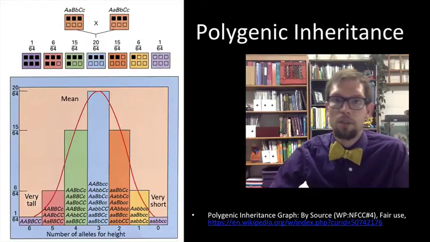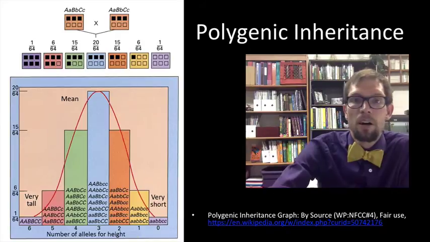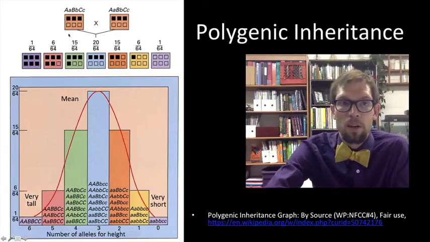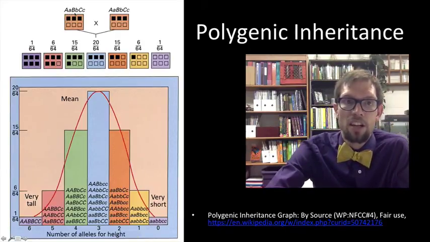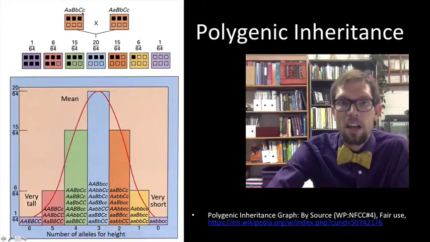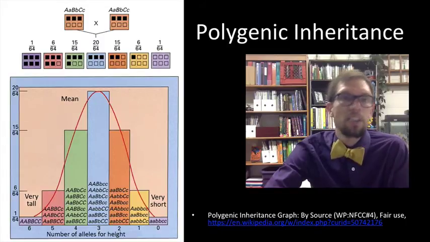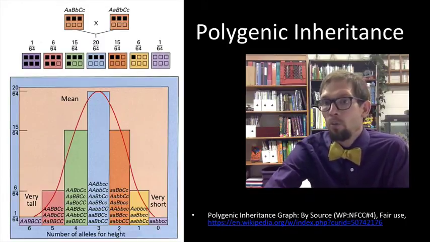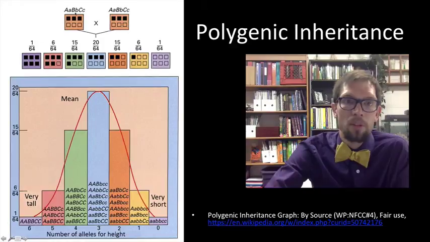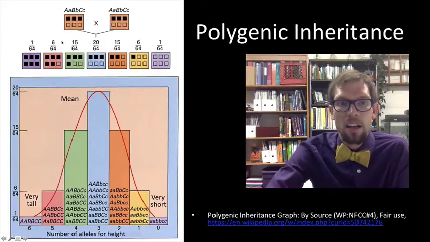So let's get started with polygenic inheritance. Polygenic inheritance is when you have multiple genes. So you have the A gene here, the B gene, and the C gene, but they're all affecting the same trait. Common traits that show polygenic inheritance are height and weight, for example. So you can inherit a variety of different genes here that affect your height.